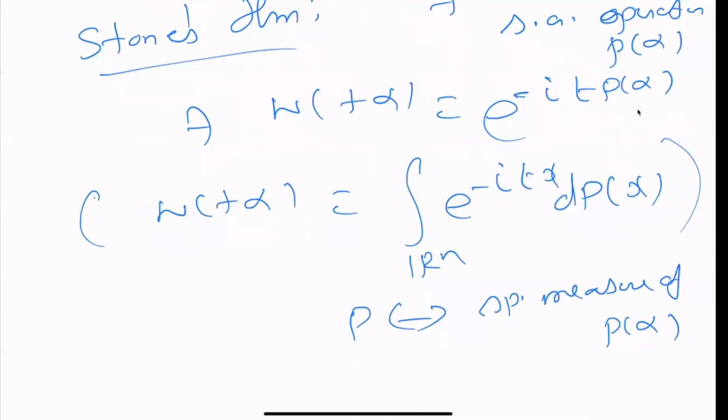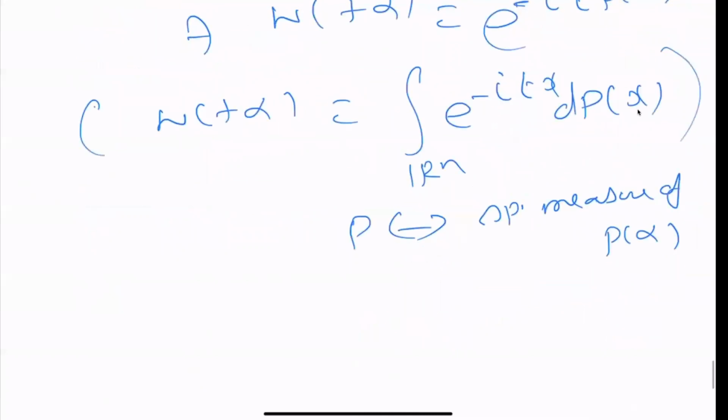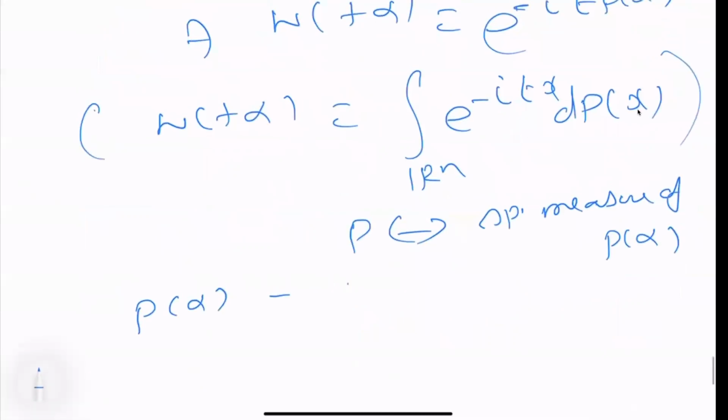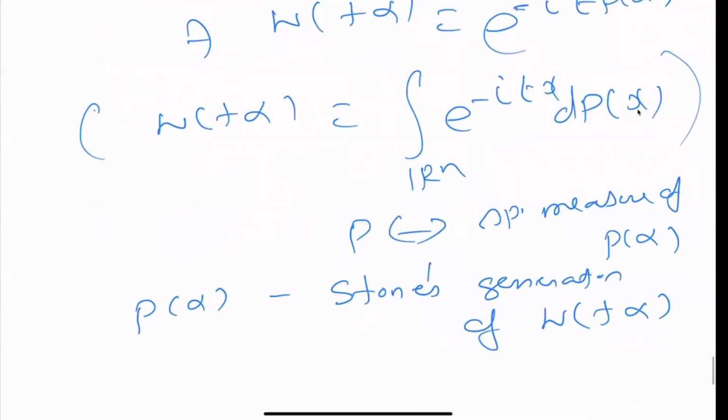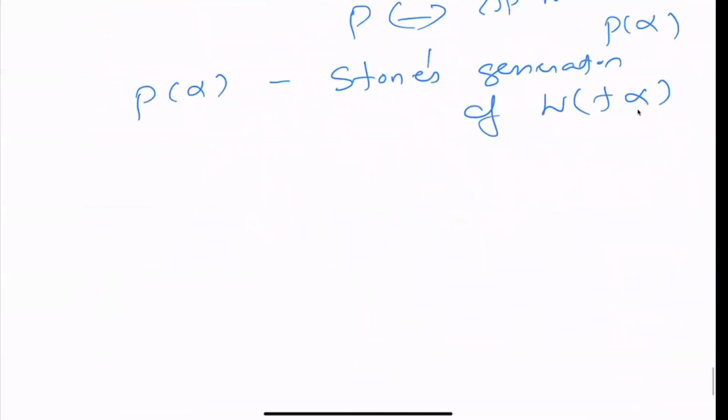Okay. So that P α is what is called Stone's generator of this. T α is what is called, I should use capital letter, Stone's generator of W of tα. This unitary group has a generator, and that is this P α. So now with this understanding, we can define what is called the quantum characteristic function.